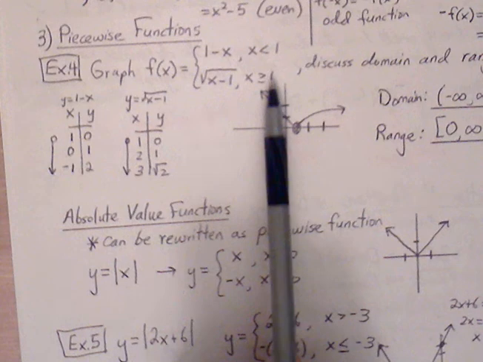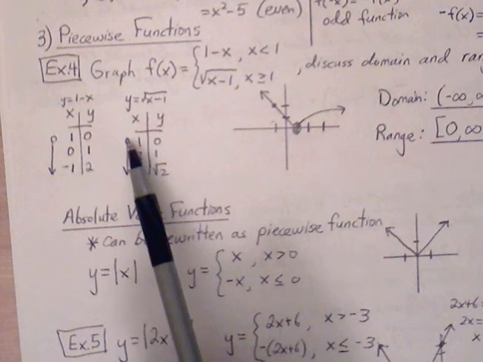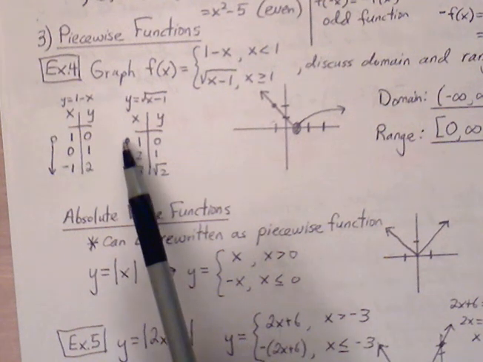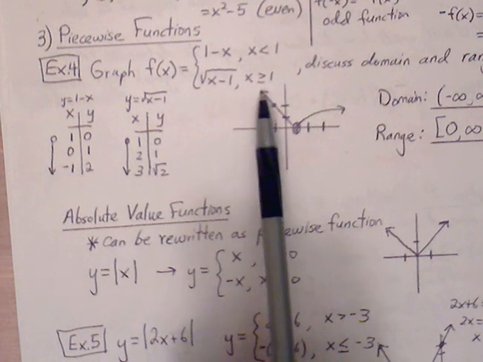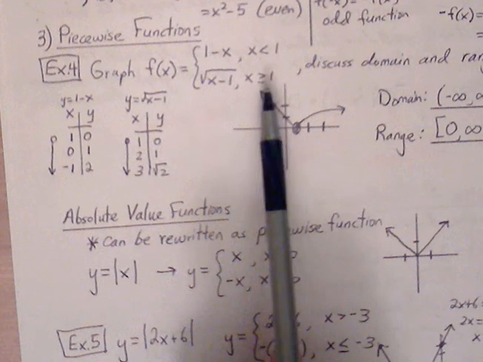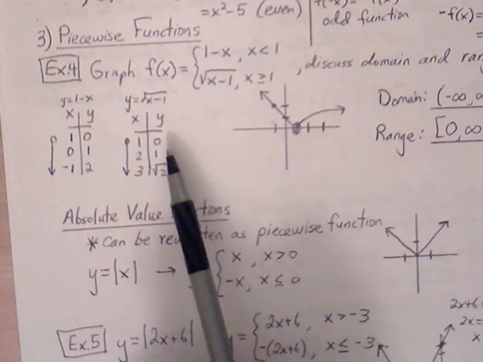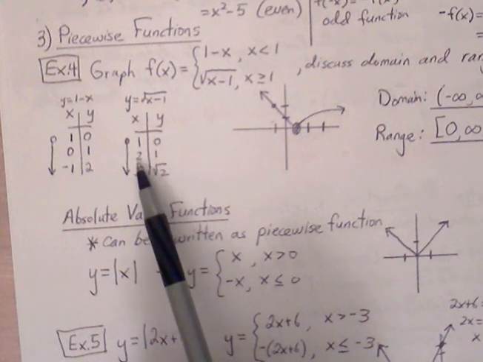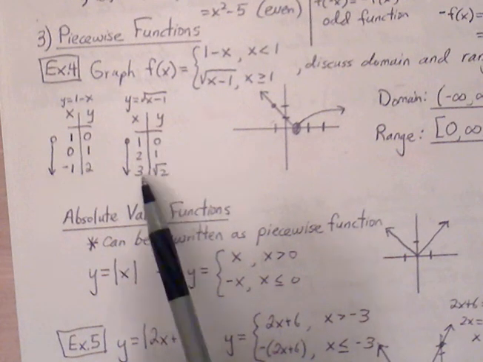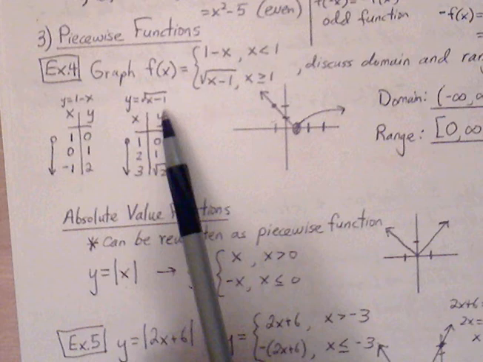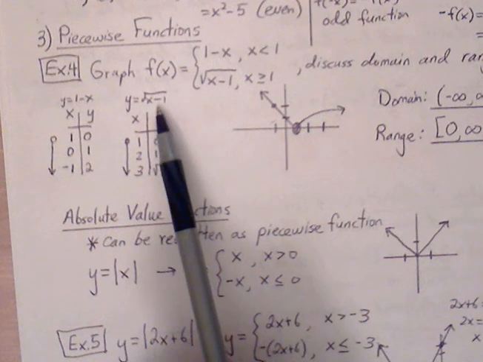But now we're going to go in the positive direction. X is greater than or equal to 1, so I'll choose 2 and 3, and so on and so forth. If I plug 2 into the radical, I'll get 1. If I plug 3 into the radical, I'll get 3 minus 1, which is 2, so root 2. So here are the ordered pairs that will create my radical function.